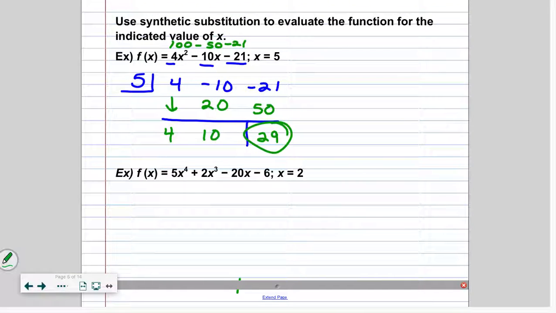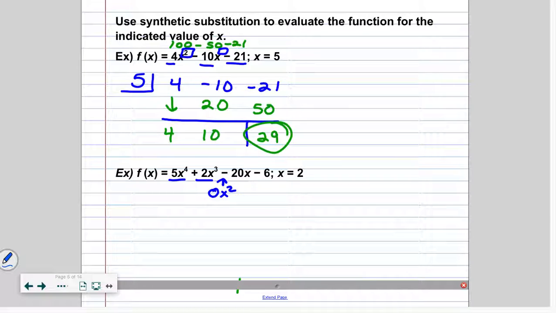Here's another problem. F of x equals 5x to the 4th plus 2x cubed minus 20x minus 6. Now you'll notice on all these problems we've had the highest exponent first, like the previous example was x squared, and then it was x to the 1st, and then it was no x's. So they go in standard form. You'll notice this one's also in standard form, but what's missing? We have x to the 4th, we have x to the 3rd, we're missing an x squared. So we really have 0x squared right there.